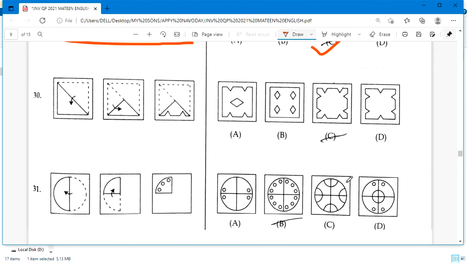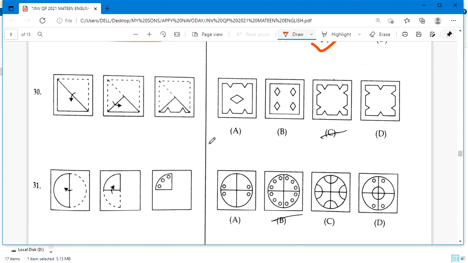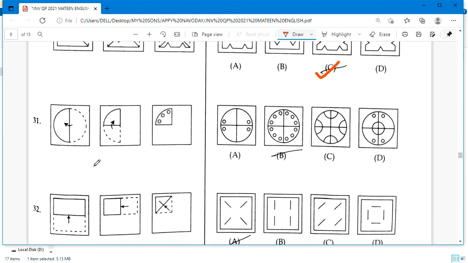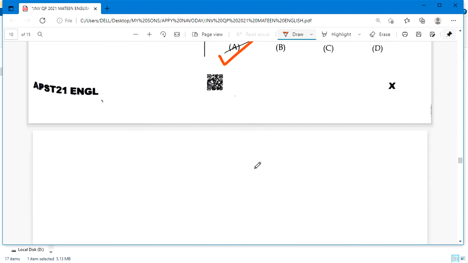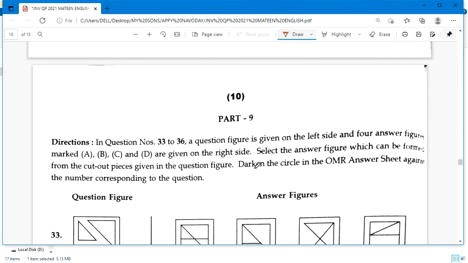In the same way I am going to tell the answers only, because it is practical work. So for the 30th question the answer is C, for the 31st question the answer is B, and for the 32nd question the answer is A. So that is part 8.